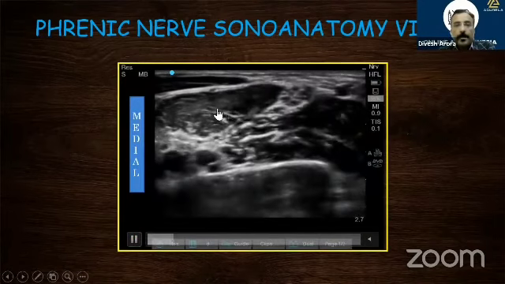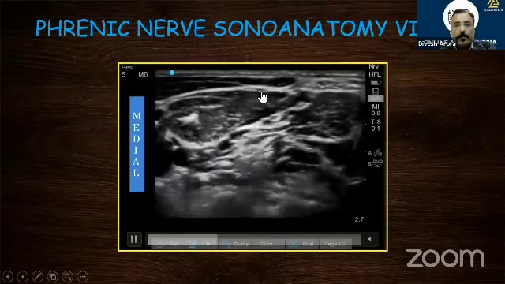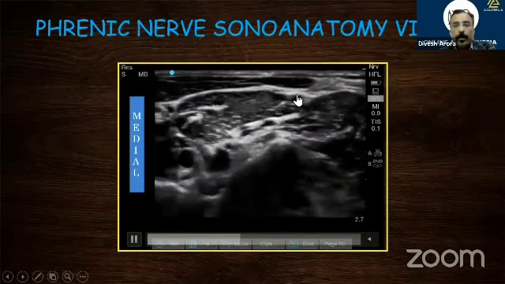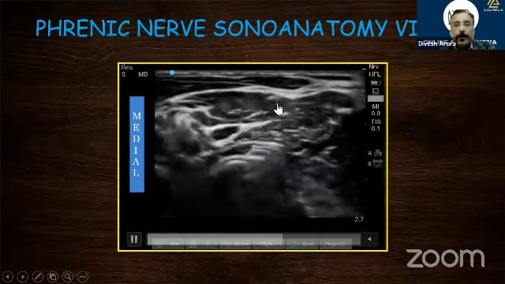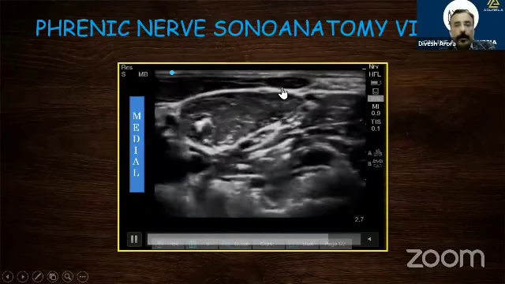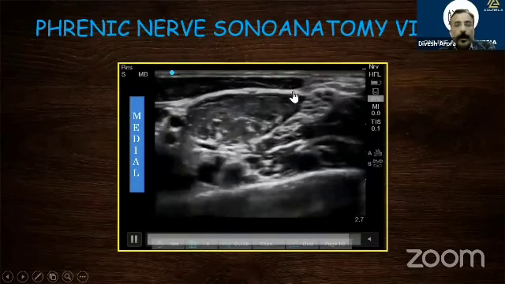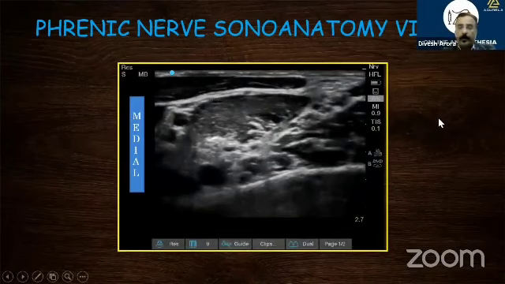So as we scan up the neck from the supraclavicular area, you can see a very small tubular structure approaching almost the C5 nerve root and getting into it. So this is the picture we get at the level of cricoid cartilage. And as we start to move downward again, we realize that it keeps moving from lateral to the medial direction. So in the majority of cases, you will be able to identify the phrenic nerve.